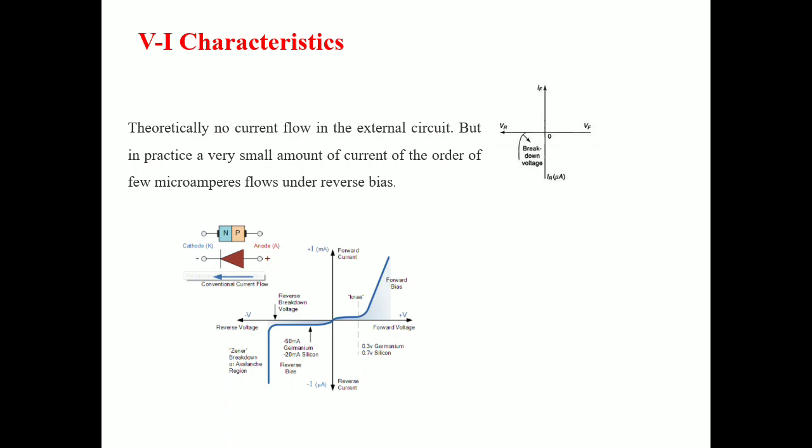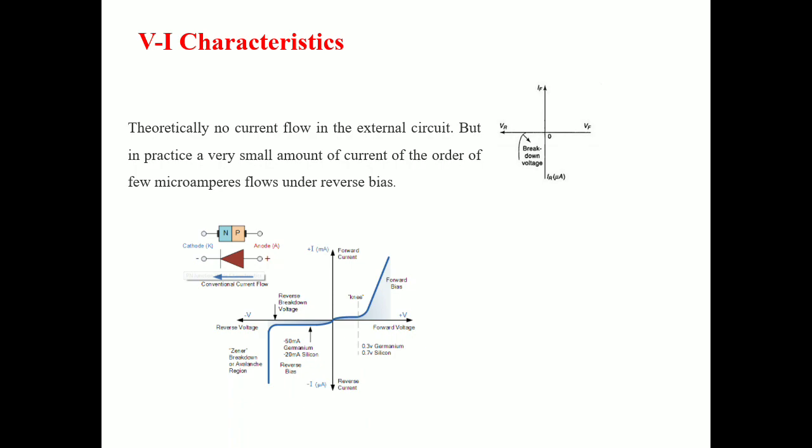For a given silicon PN junction diode, the knee voltage is almost 0.6 to 0.7 volts. If you go for germanium, it is different. So the knee voltage is an important parameter when you work with the PN junction diode, and you have to refer to it in the data sheet.